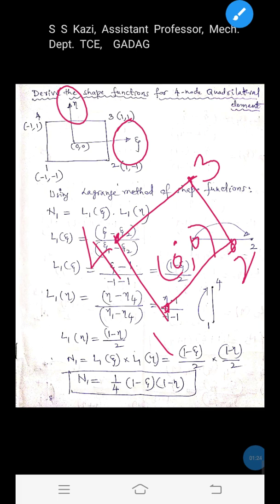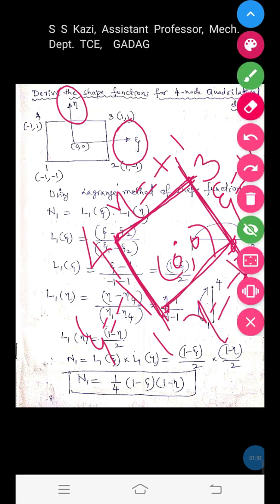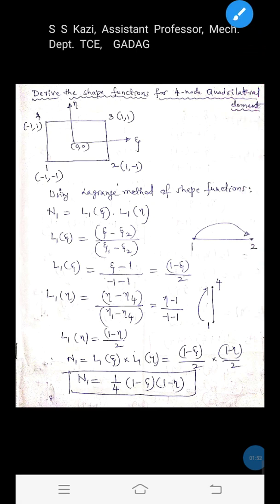Now how do you write? The coordinate value of this side is zeta equal to +1, to the right of the origin in the zeta direction, and this side value, zeta, is -1, to the left of the origin. This side value is eta equal to +1, above the origin, and this side is below the origin, hence eta is equal to -1. Now we will write the natural coordinate values by using this concept.